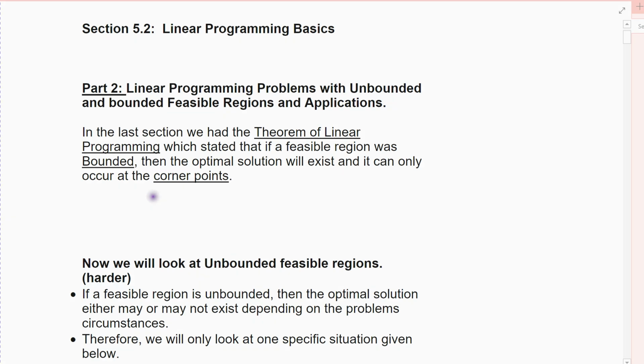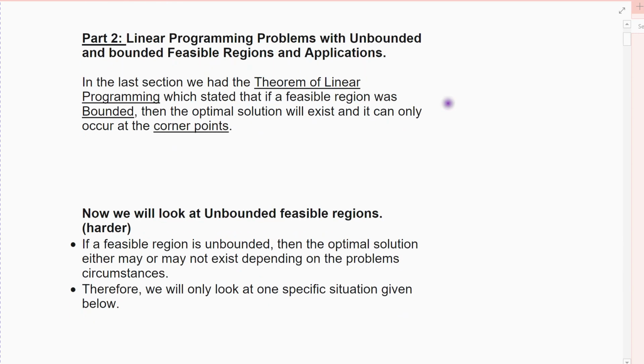Okay, 5.2 part 2 is we're going to look more at applications, and then we're going to introduce this new unbounded case. So in the last one, in 5.2 part 1, we had this theorem where, so long as it's bounded, the optimal solution exists and can only be one of the corner points. So what about unbounded cases?